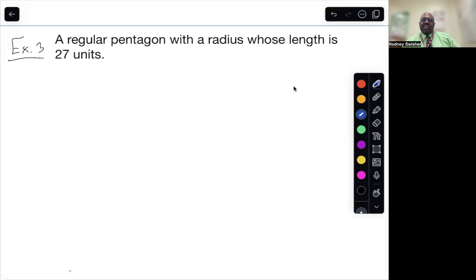All right, we're on to example number 3. We have a regular pentagon with a radius whose length is 27 units. So again, we're going to determine what we are given. One thing that's given is that this is a pentagon, and that pentagon, of course, has 5 sides. So therefore, n is equal to 5. We also know the radius, and that's equal to 27.